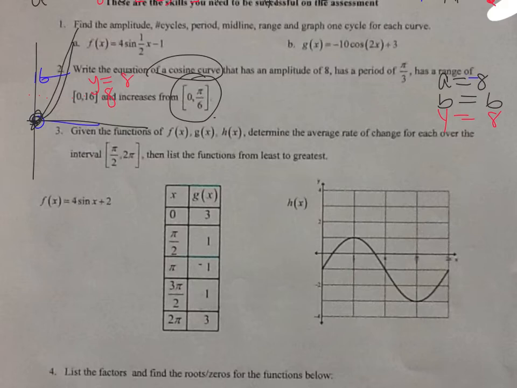Okay, so now we can write the curve. So it's y equals -8 cosine 6x plus 8. All right, let's take a look at 3.